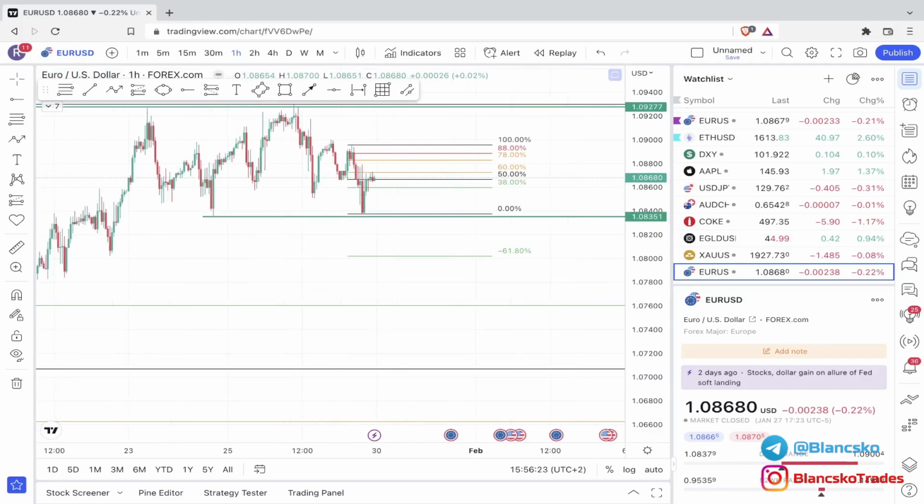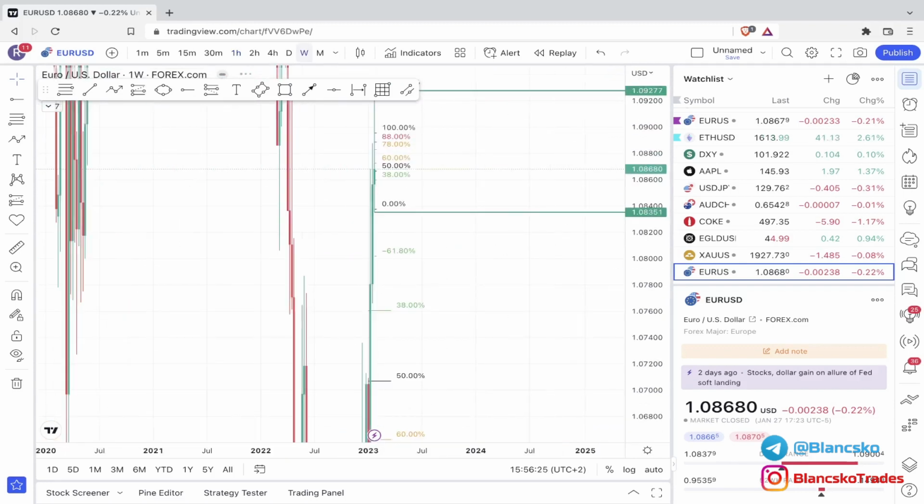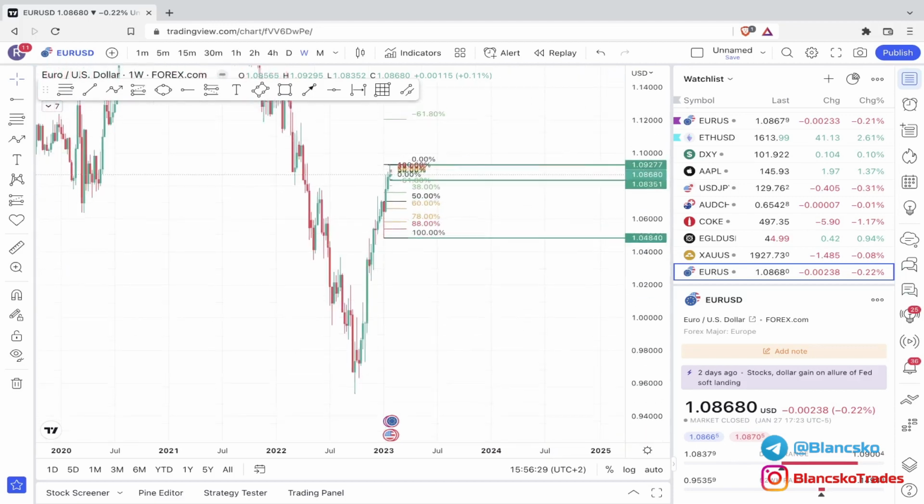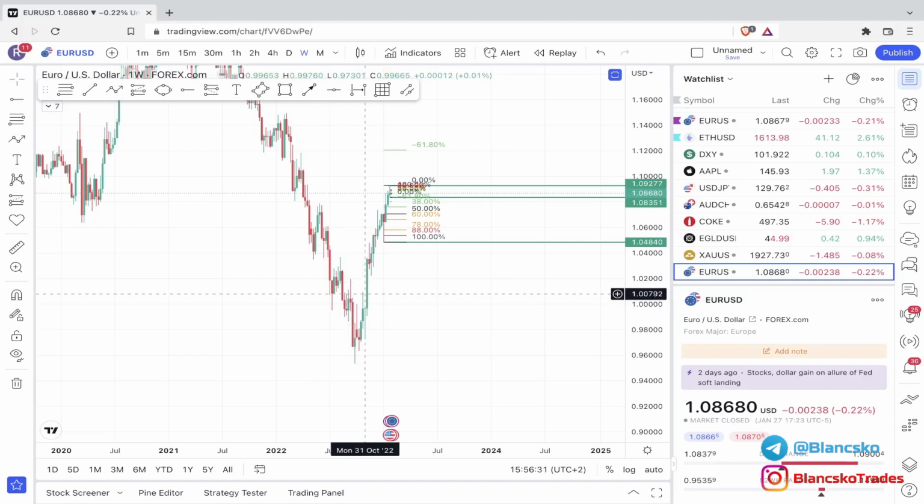So again, if we recap real quick, on the weekly we have a huge uptrend, because we broke structure here in November 2022, and since then EURUSD has been going to the upside. I do think that it will continue, but before it will continue, I do think that price has to show a correction. Price has to retrace a bit before going more to the upside.